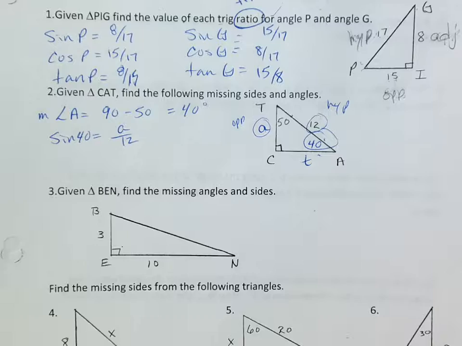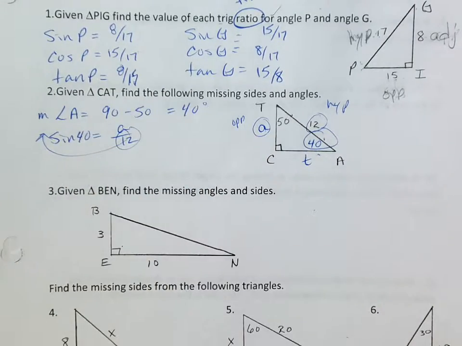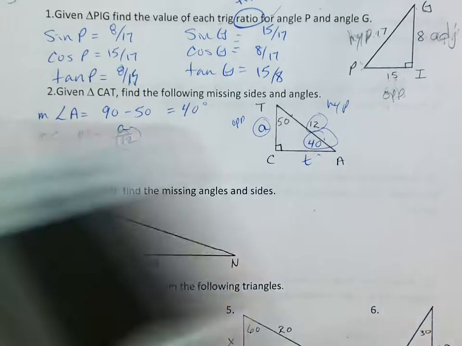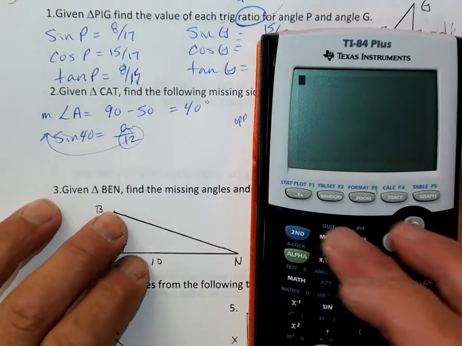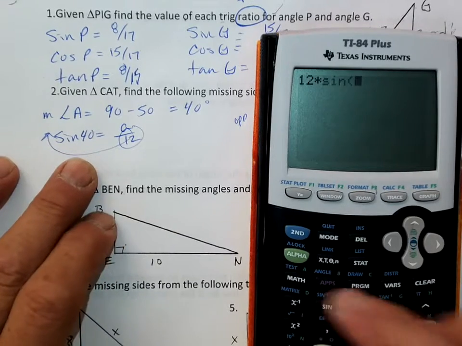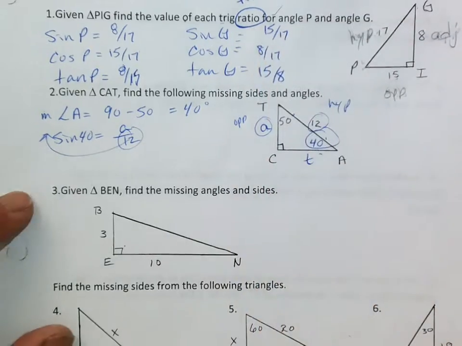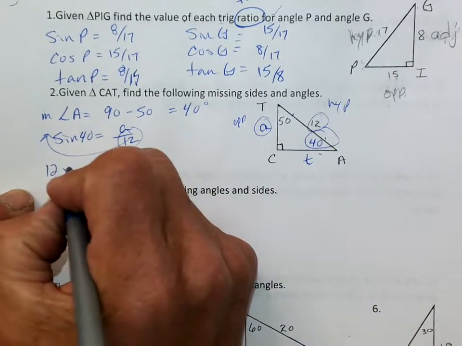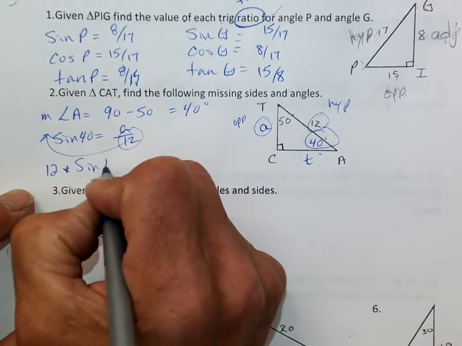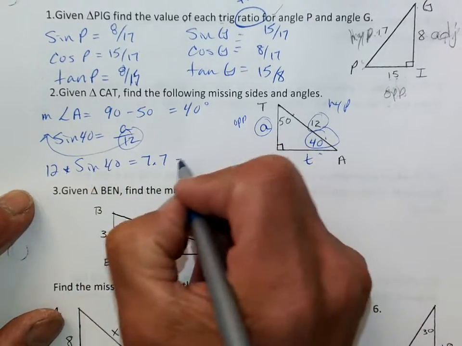Now I'm just going to take the 12 and multiply it up there. Borrow Max's calculator. Thanks, Max. Check my mode, make sure it's in the right mode. Okay, I'm good, so I'm just going to go 12 times the sine of 40, and I get an answer of about 7.7. So that's little a.